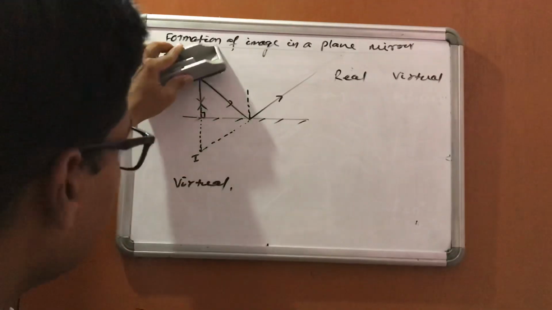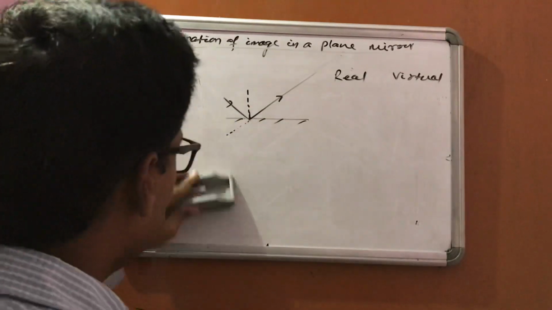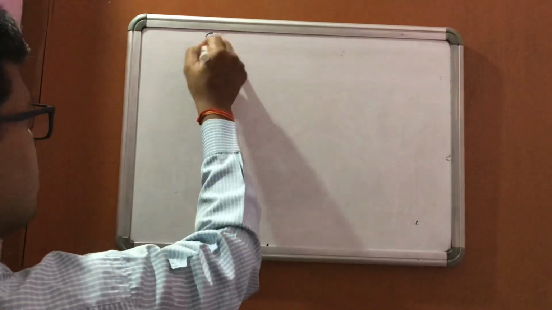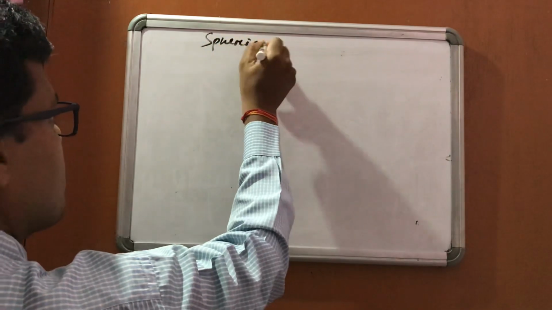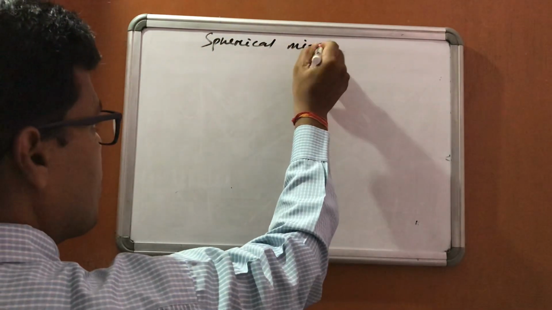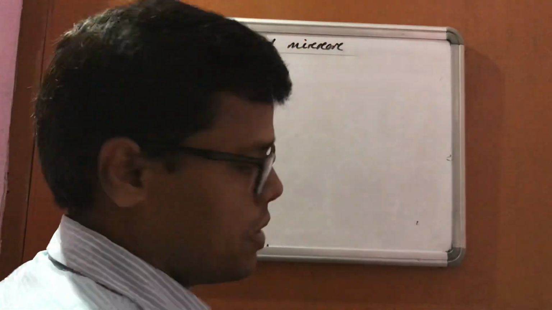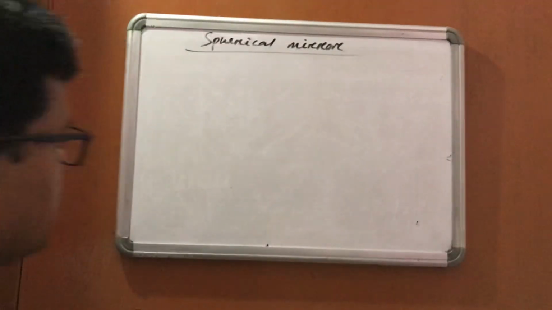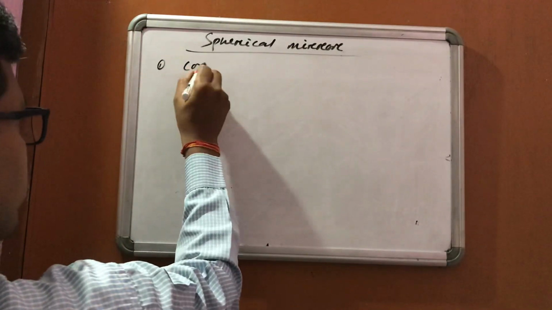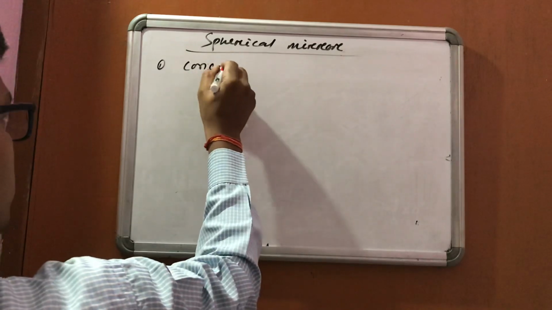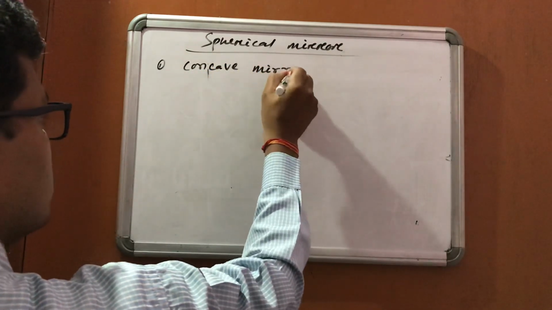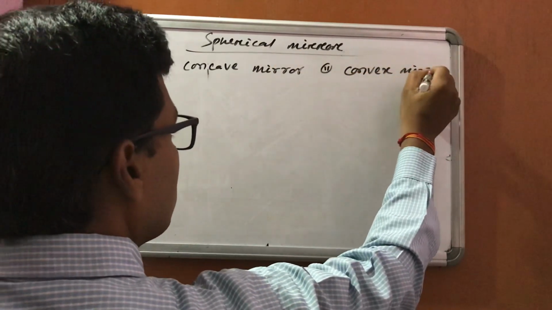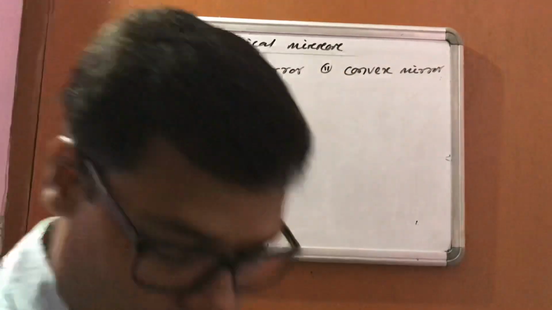Now, so this is the plane mirror. Now come to spherical mirrors. There are two types of spherical mirrors. One is the convex mirror, another is the concave mirror. Let this be the concave mirror first, and the second one is the convex mirror. Try to understand what these are.